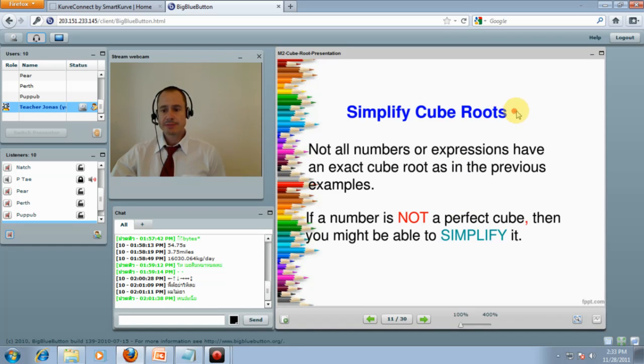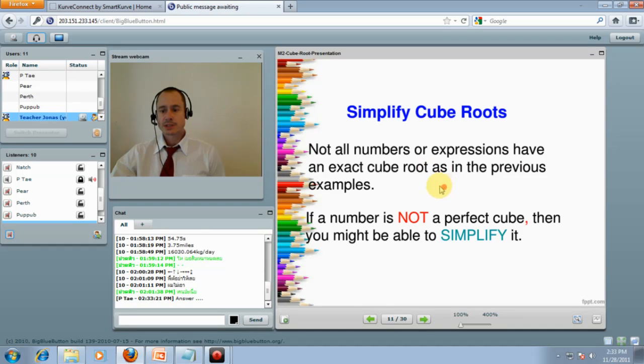Then you can simplify cube roots. Not all numbers or expressions have an exact cube root as in the previous examples. If a number is not a perfect cube, then you might be able to simplify it. We will look at some examples of that.